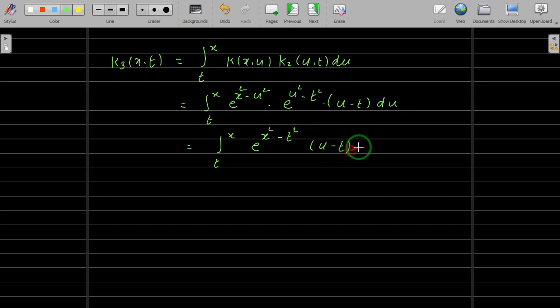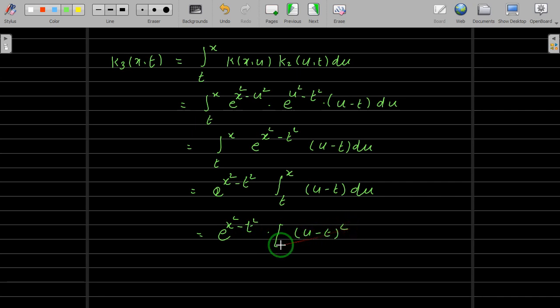When you simplify this, you will have integral t to x of e raised to x square minus t square times u minus t du. This constant you can take outside: e raised to x square minus t square times integral t to x of u minus t du. So apply your method of integration. You will have e raised to x square minus t square, and the integral of this will be u minus t whole square upon 2, with limits t to x.